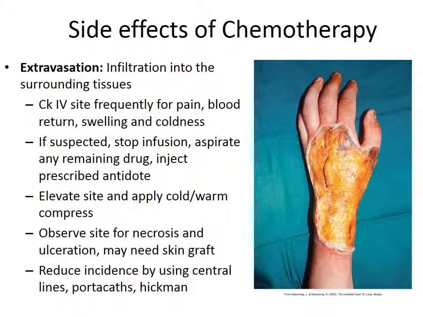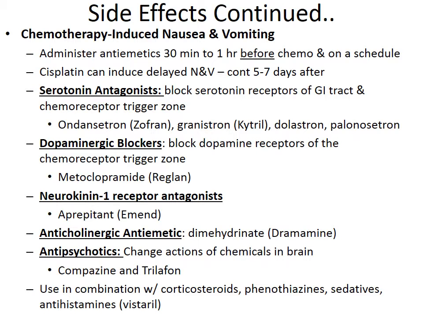Additionally, with a portacath or a central line, it's very important, again, to monitor the site for swelling or elevation or redness or anything like that to make sure that your chemotherapy is not extravasating centrally. Chemotherapy-induced nausea and vomiting could be decreased by administering antiemetics 30 minutes to 1 hour before chemotherapy administration and on a schedule. Cisplatin is a drug that can induce delayed nausea and vomiting, often happening 5 to 7 days after its administration.